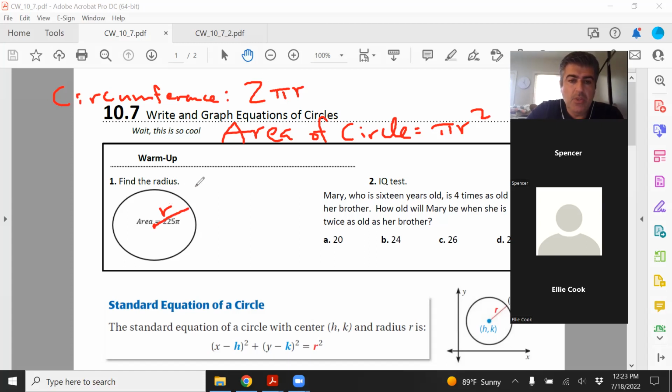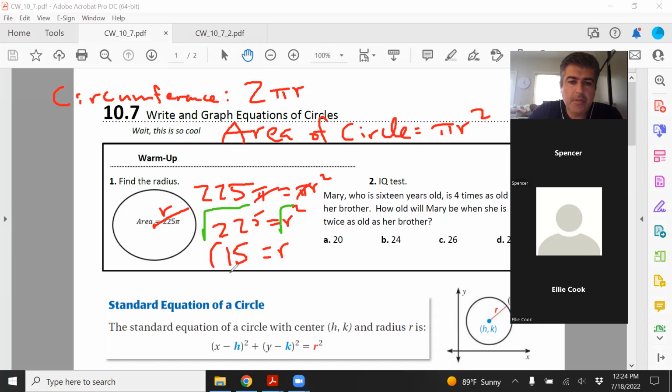That's the radius. So 225 pi equals pi r squared. Pi's cancel. R squared is 225. Square root both sides. R will be 15. So that's all. R is 15. And don't worry about this question here. It's kind of crazy.